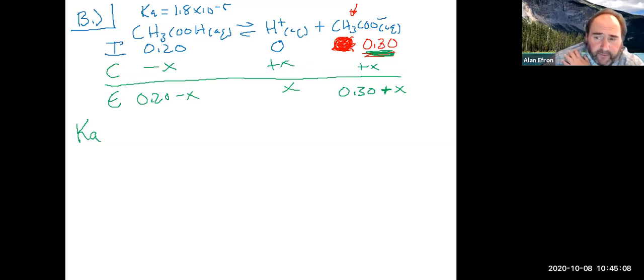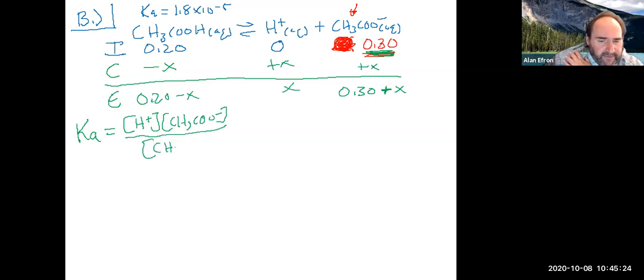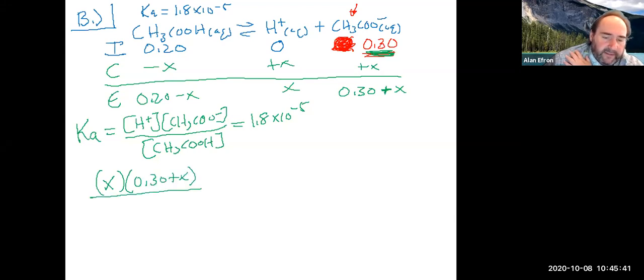Okay, so at this point, it really is very similar sort of end result here in terms of the calculation. We're going to go into our Ka expression like normal. Also, sometimes people struggle with whether I should be using the same Ka, and you should. Again, the acetic acid in this example is the only one that's going to set up that equilibrium. So we're going to put our numbers in like we've done before. We're going to have x times 0.3 plus x divided by 0.2 minus x, and that will give us 1.8 times 10 to the minus 5.